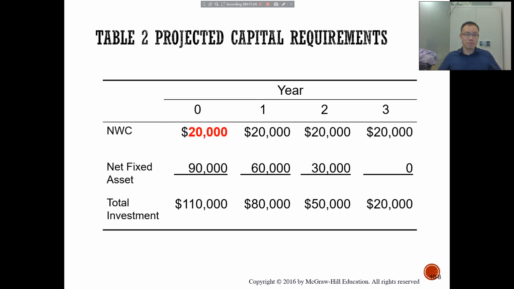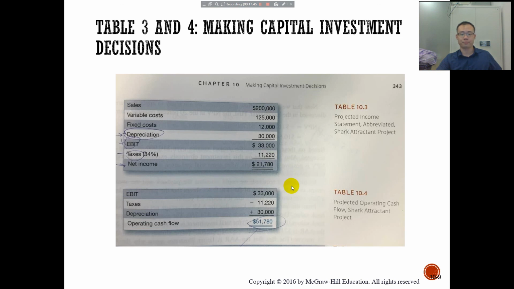At the beginning, you spend $90,000 to buy the equipment, and we assume that each year there is a $30,000 value lost. The last row is total investment, which is the sum of the net working capital and net fixed assets. These two tables are from the textbook, and they show you how to calculate the operating cash flow.